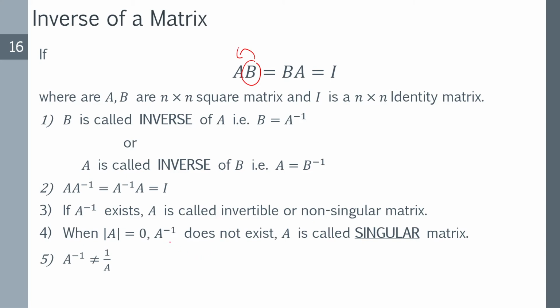If the inverse does not exist, it is called singular. So don't change the names. What causes a matrix not to have an inverse? It means that the determinant is 0. So we rephrase it: when the determinant is 0, the inverse does not exist and the matrix is called singular. When we say a matrix is a singular matrix, it means the determinant must be 0.